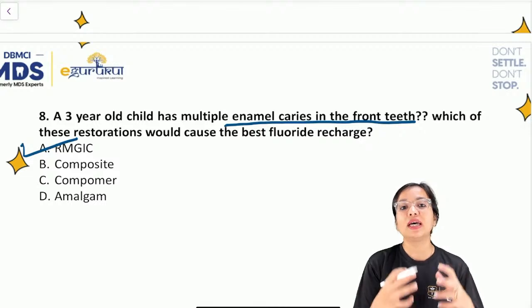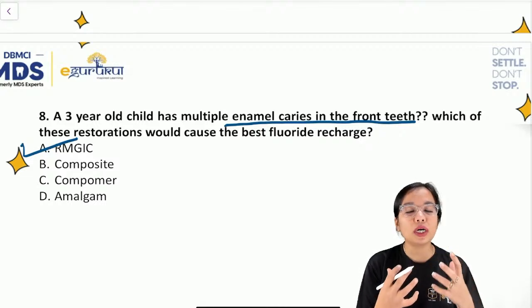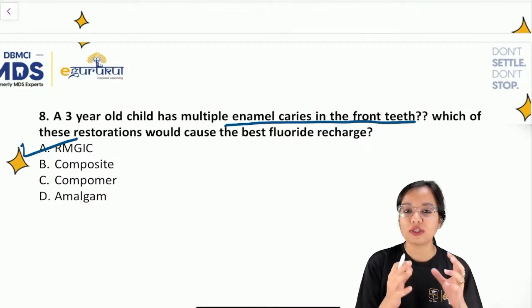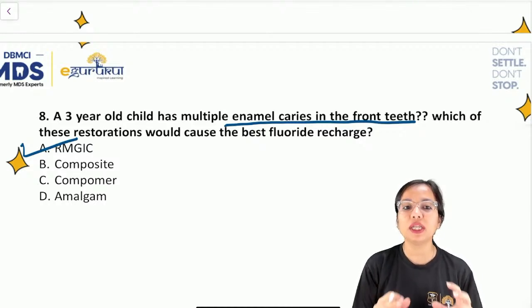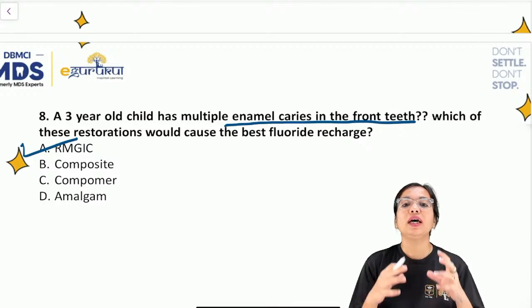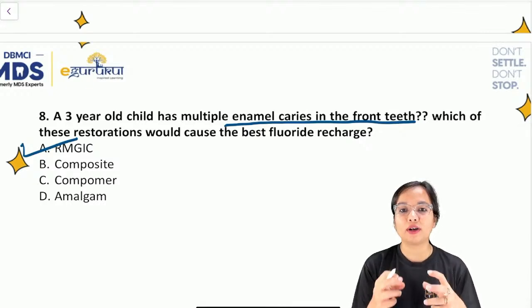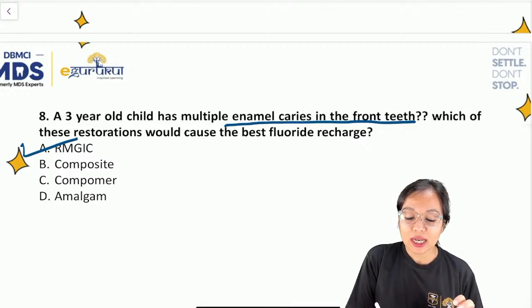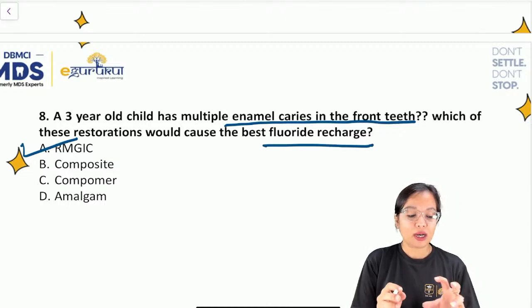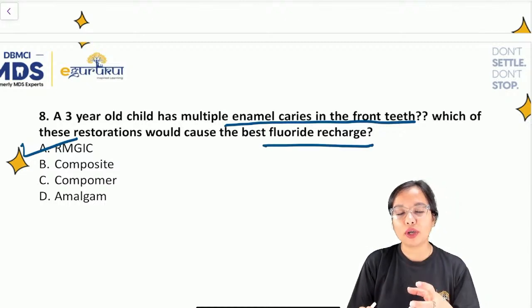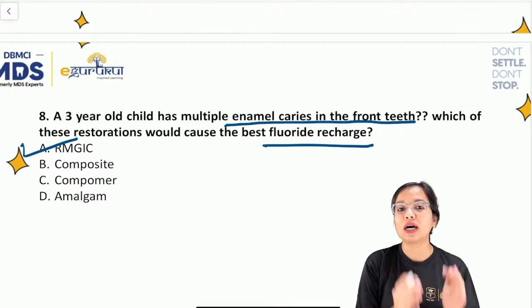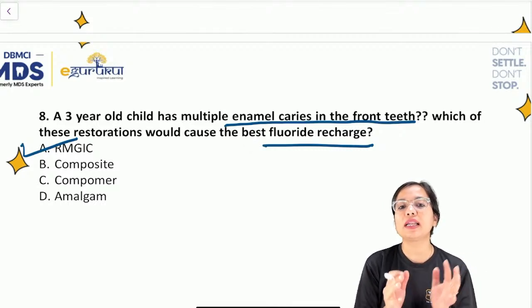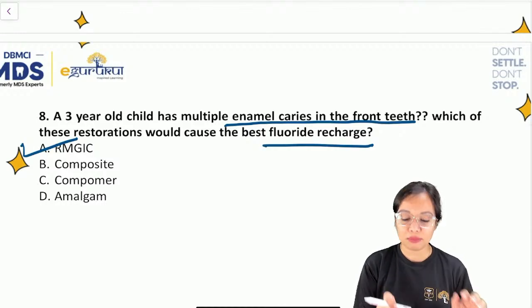It gets recharged. Once you do the restoration with RMGIC, every time you do a topical fluoride application, it has the property of getting recharged by fluoride. That is called fluoride recharge. It acts like a reservoir that gets recharged with fluoride, and it keeps releasing fluoride. So the answer here is resin modified glass ionomer cement, that is RMGIC.